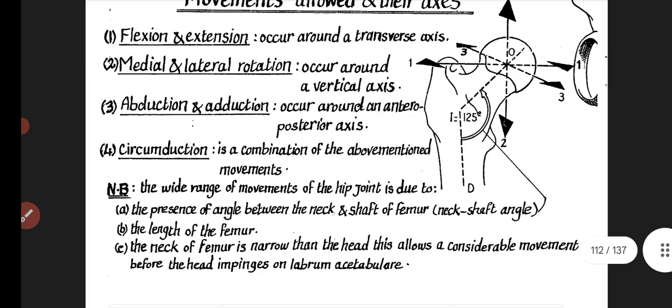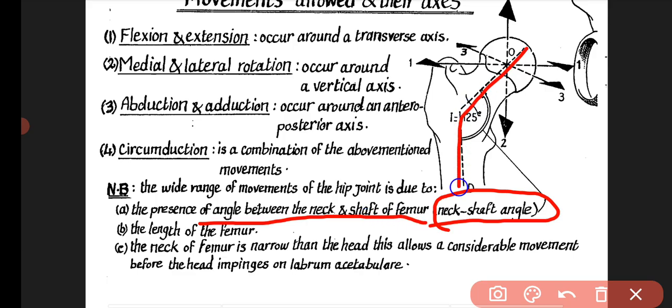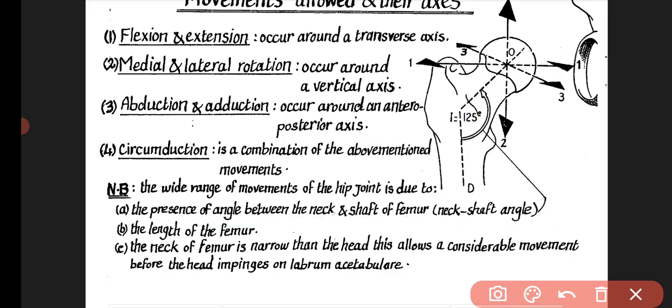So there is a notable point here: the neck and shaft angle. What is this? It is the angle between the neck and shaft of the femur. This is the neck and shaft of the femur. Okay, this one, the neck shaft angle.